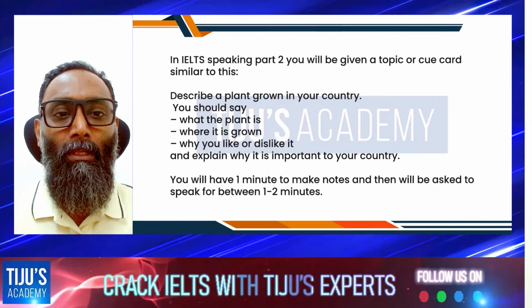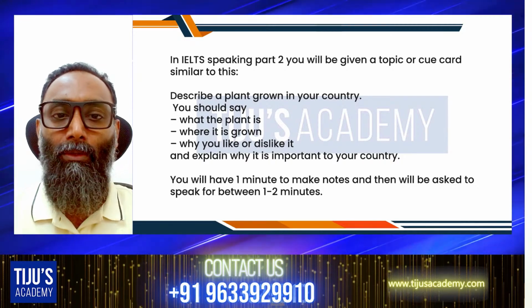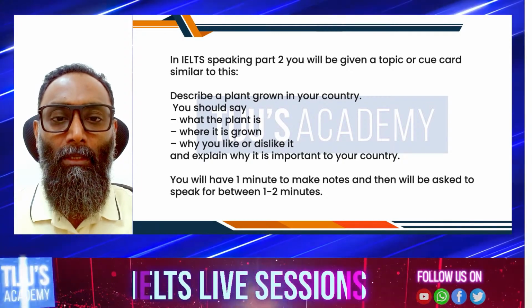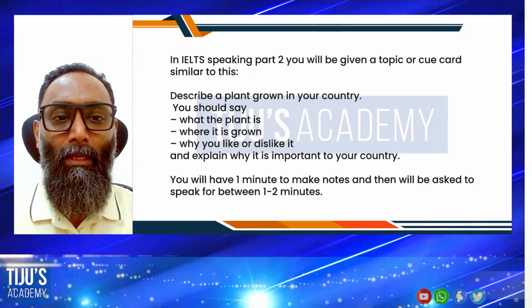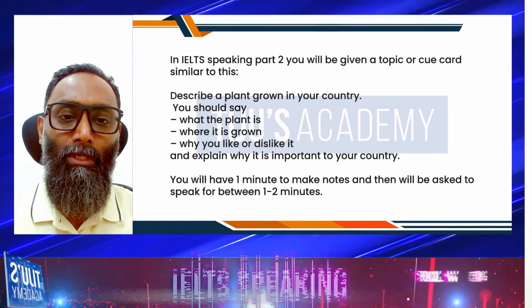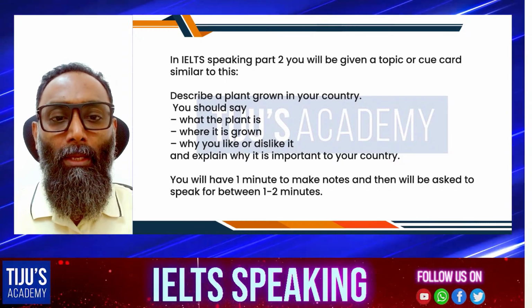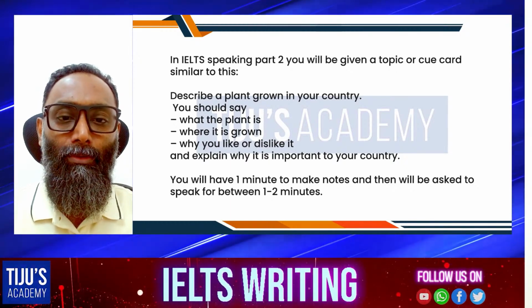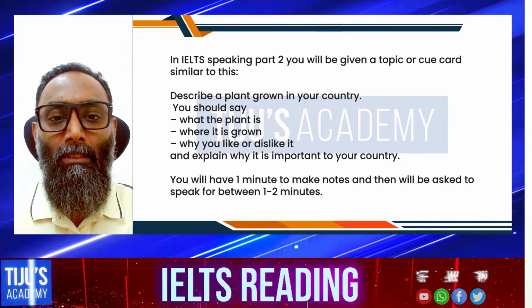Okay, so in IELTS speaking part 2, you'll be given a topic, a cue card or task card, similar to this. Let's read it. The cue card says, describe a plant grown in your country. Then you have a couple of prompts: you should say what the plant is, where it is grown, why you like or dislike it, and explain why it's important to your country. When you get a cue card, it will be like this, and it will be kept on your table.